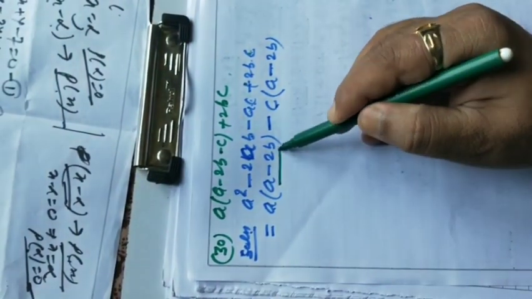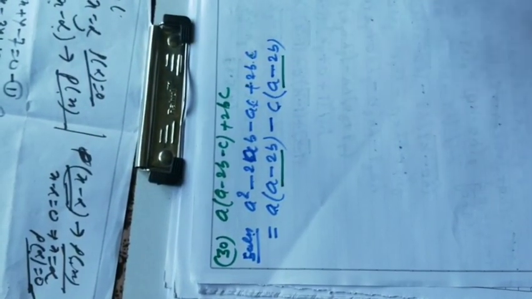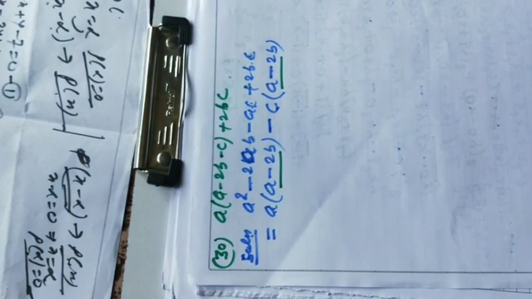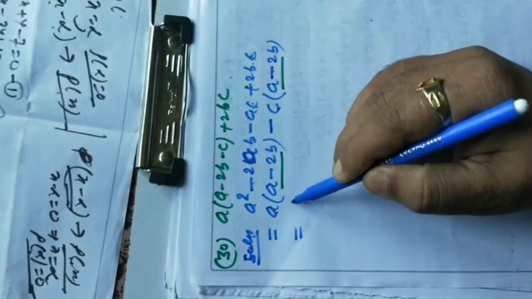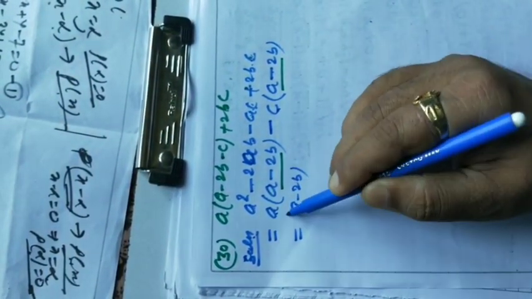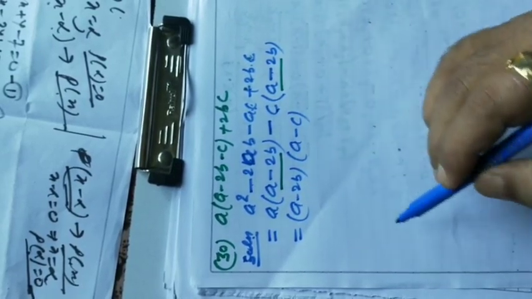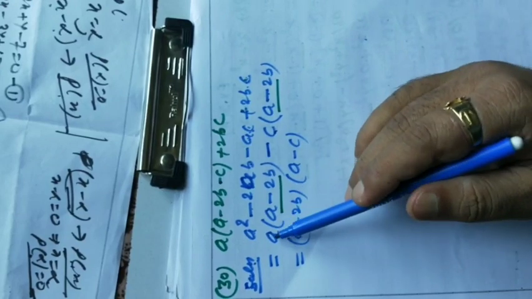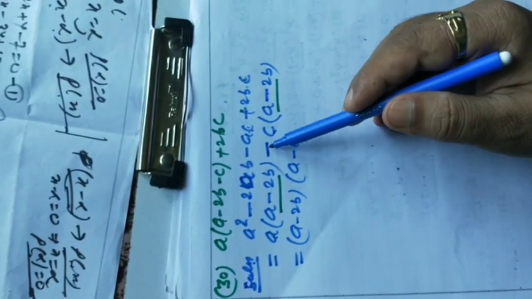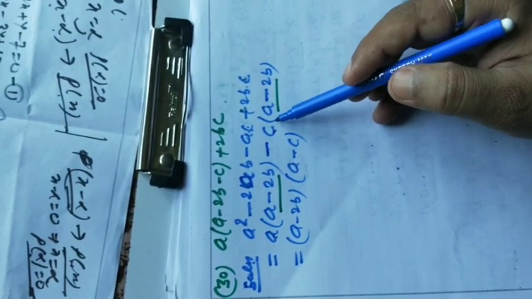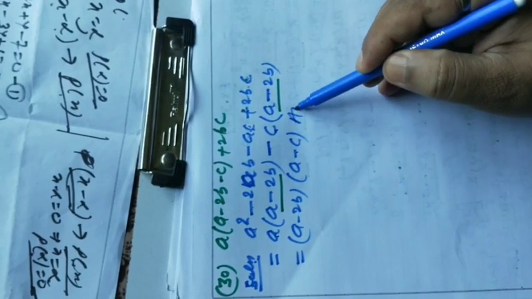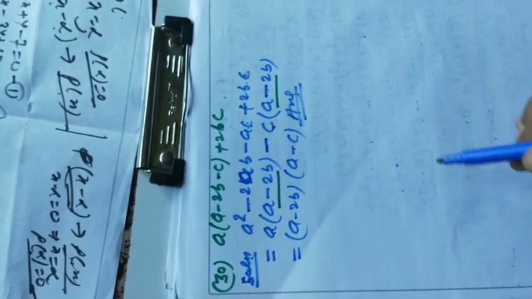Now you can see a minus 2b is here in the first term, and a minus 2b is here in the second term. So a minus 2b is common now. a minus 2b is common. Then what will be left? a minus c will be left. Here in the first term a will be left, and here minus sign is there, and c will be left here. This is your factorization.